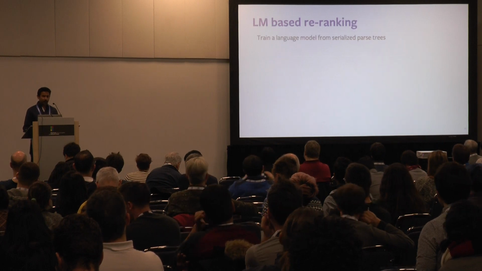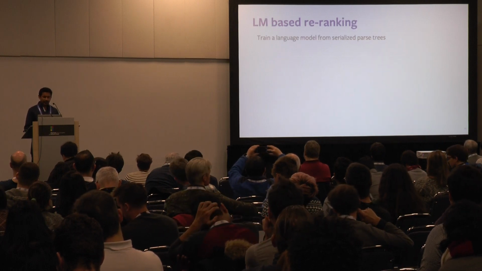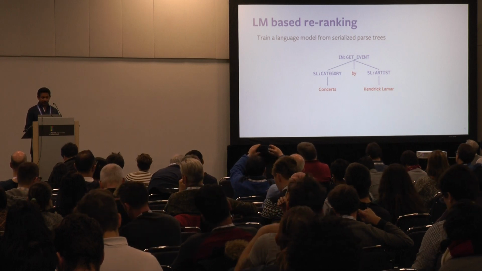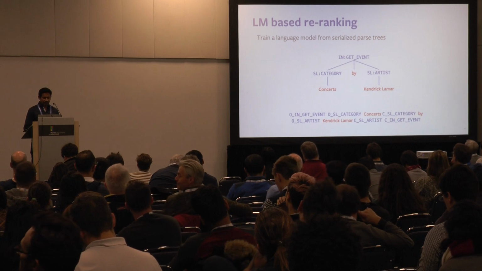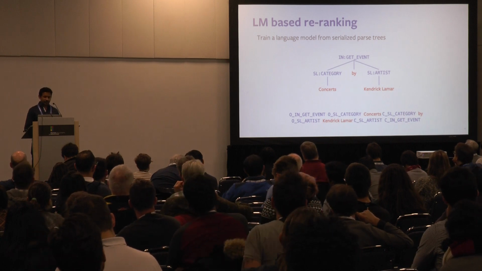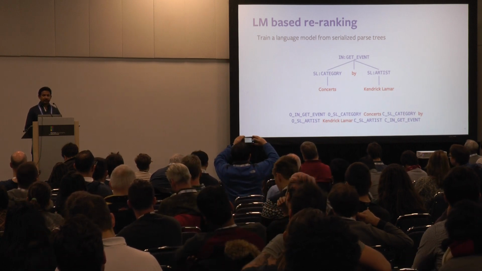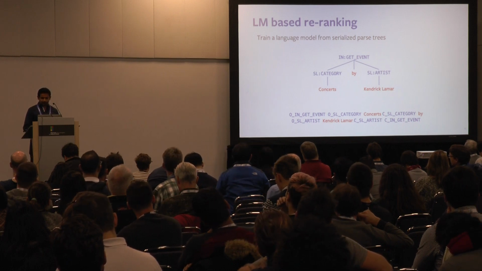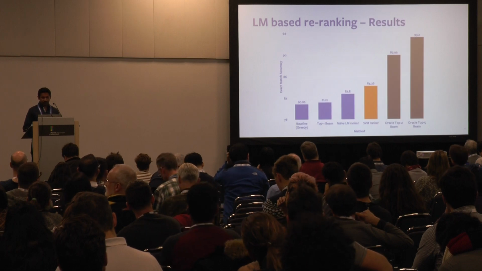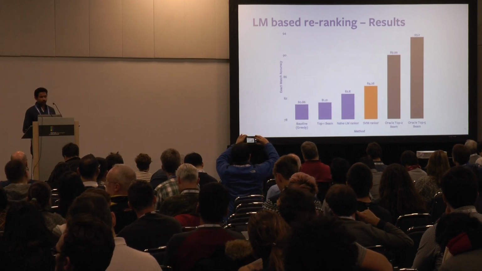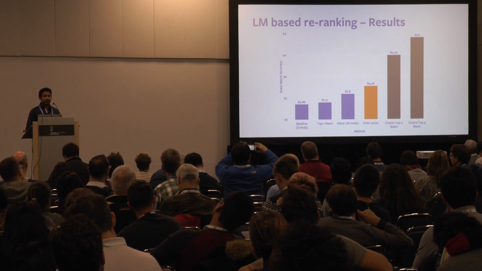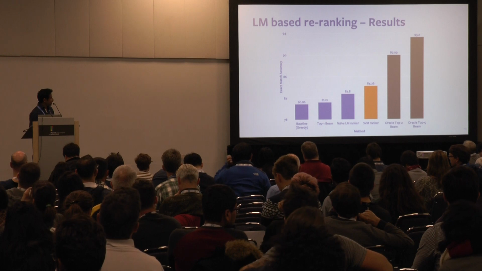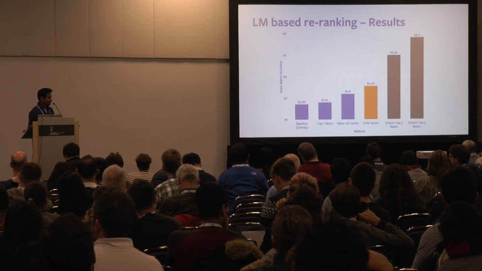You could do language model-based re-ranking. We take a parse tree, we serialize that, and we train a language model on that. So for example, "concerts by Kendrick Lamar," we serialize that into something which looks very similar to our action list earlier, and O and C here stand for open and close brackets, and we train a language model with that. So what we notice is that if we just use this LM score to re-rank our n best trees, we get around 82.8% exact match accuracy, which is better than our baseline greedy or just picking the top of the beam.